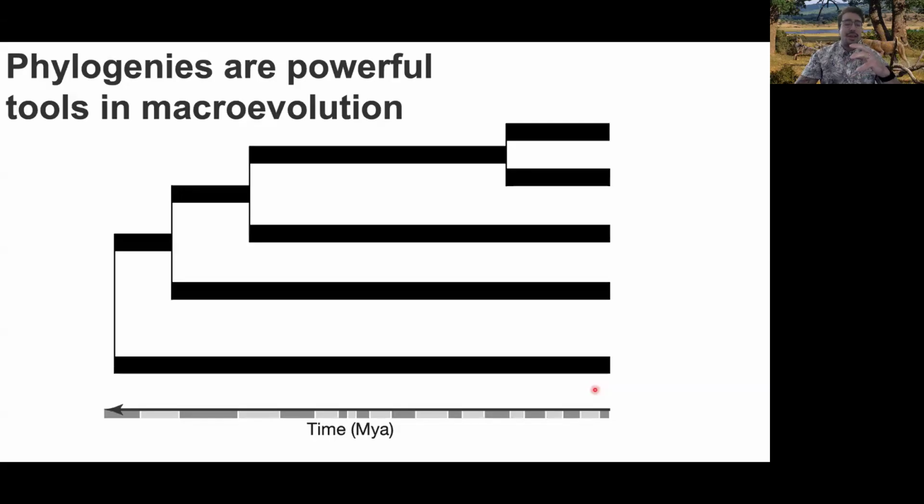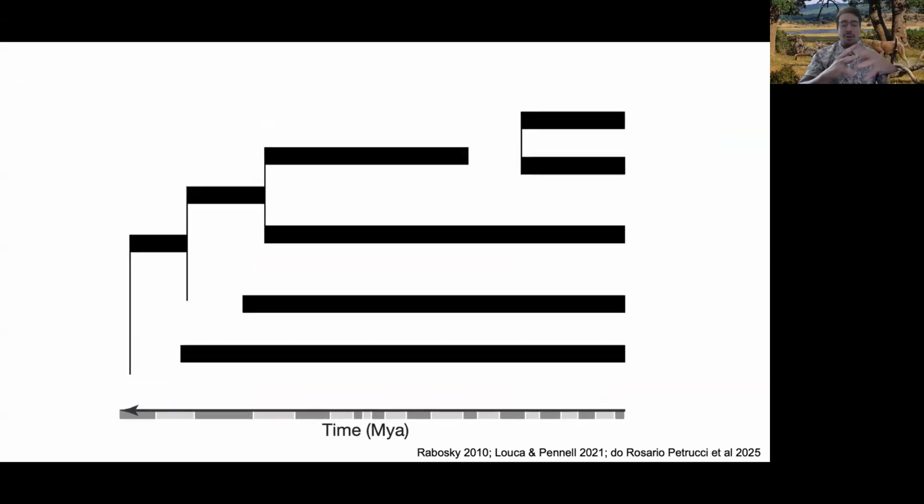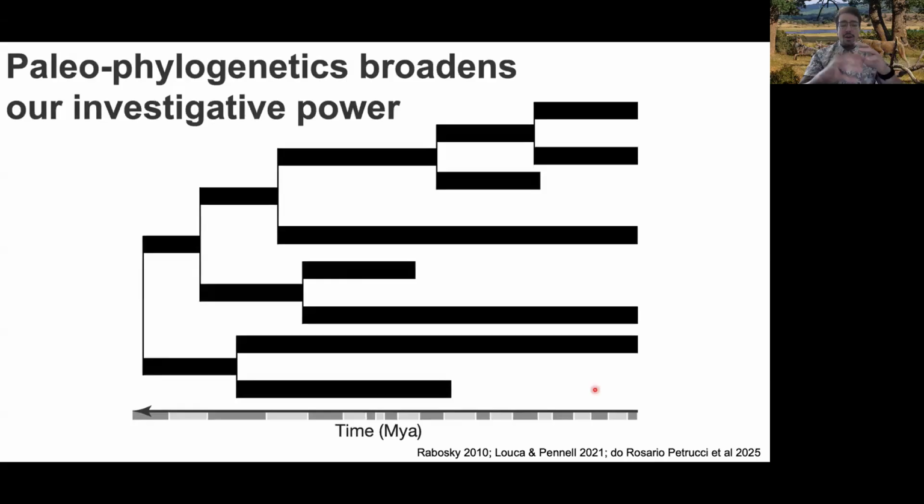Now, I don't need to tell you that phylogenies are powerful tools in macroevolution, right? If you're interested, for example, in diversification rate estimation, you can use the timing of speciation events to estimate your speciation rate, but it is a little difficult to get reliable estimates of extinction rates from extant-only phylogenies, right? So what we can do, of course, is add fossils to our phylogeny, which preserves our power to estimate that speciation rate, but also increases our power to estimate extinction. So just trying to convince you here that adding fossils to your phylogenies is important in general.